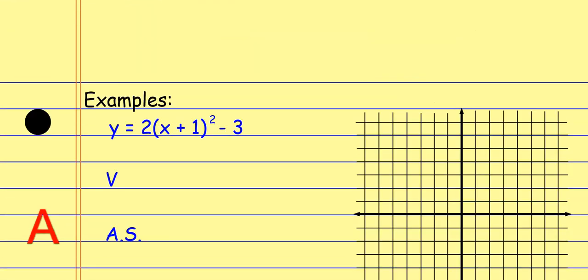Let's jump to the next one. If I look at this guy, again, this is in vertex form. So here's the opposite of the x value. It's a -1. Here's the y value hanging out. That's a -3.